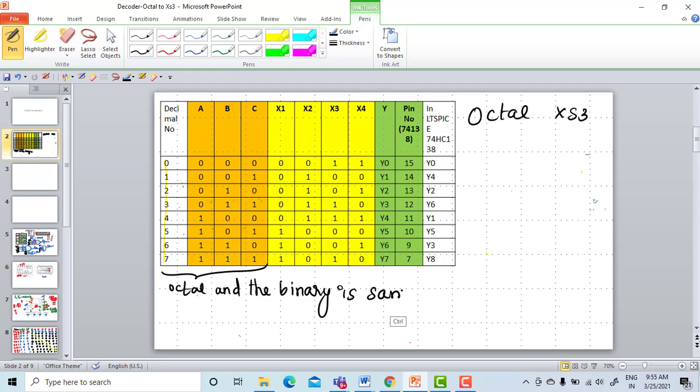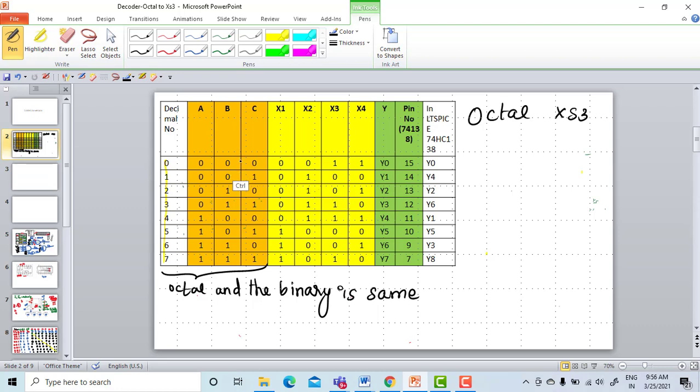Okay, so that is what I have given here, the equivalent binary number, so the equivalent octal XS3 code. Okay, XS3 code, that you know. So the XS3 code also we have given here, namely for 0 0 0 it is 0 0 1 1, and for 0 0 1 it is 0 1 0 0.